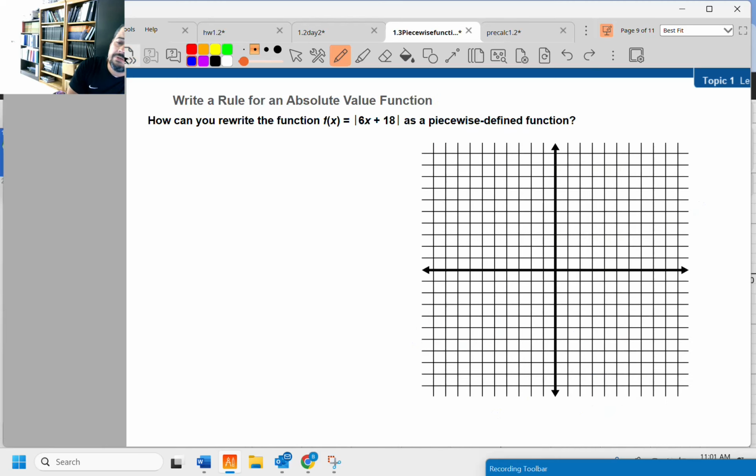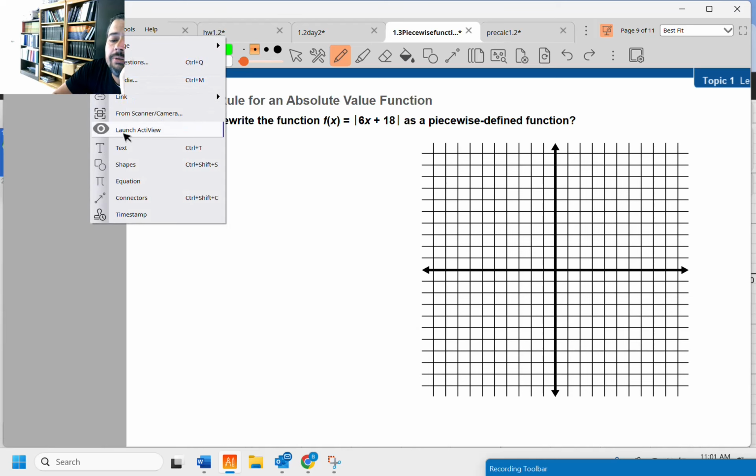I know nobody wants to feel stupid. How can you rewrite the function f of x equals 6 plus 18 as a piecewise function? It's actually as easy as writing it the way we solve and determining where the vertex is.